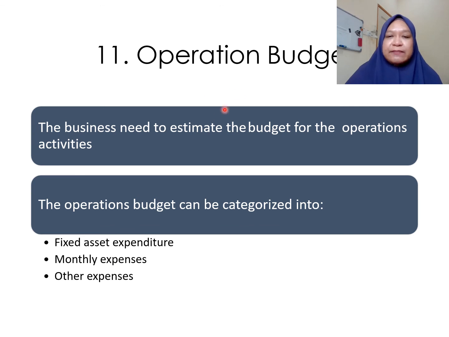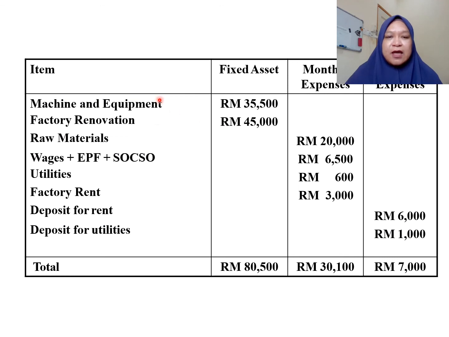Next is the operation budget. The operation budget we can divide into 3 categories: fixed asset expenditure, monthly expenses, and also other expenses. So here we have the table. For the operation budget, we have the machines and equipment, and the fixed asset. Factory renovation and the fixed asset. The raw material, wages, family rent, deposit for rent is under other expenses, and also deposit for utilities.